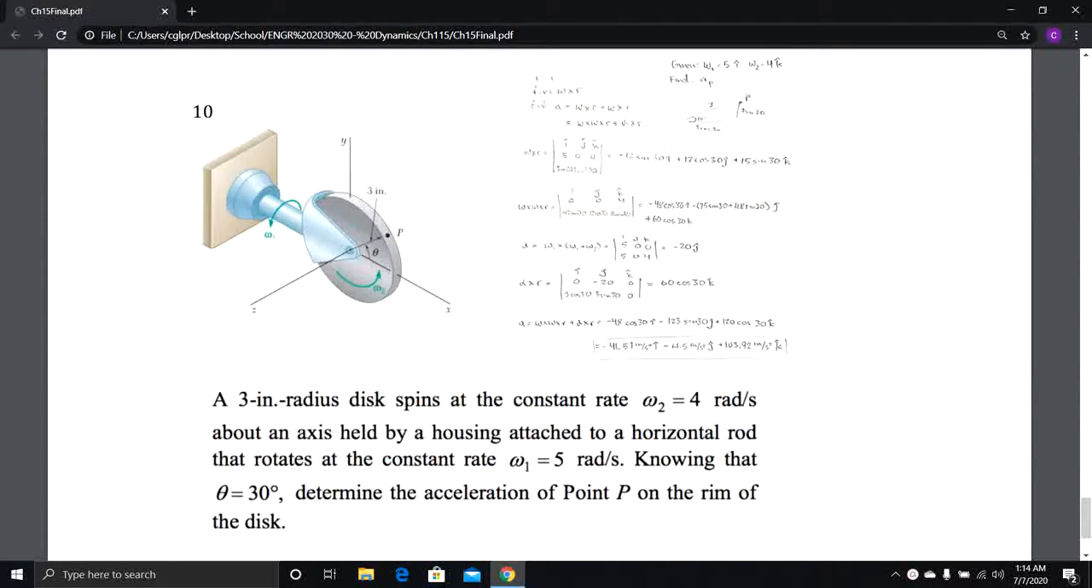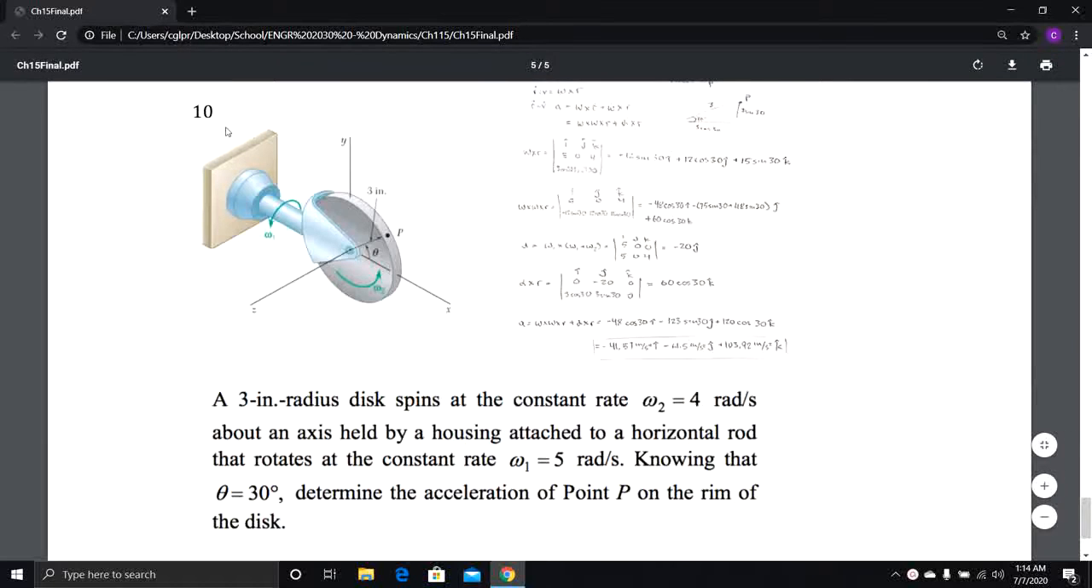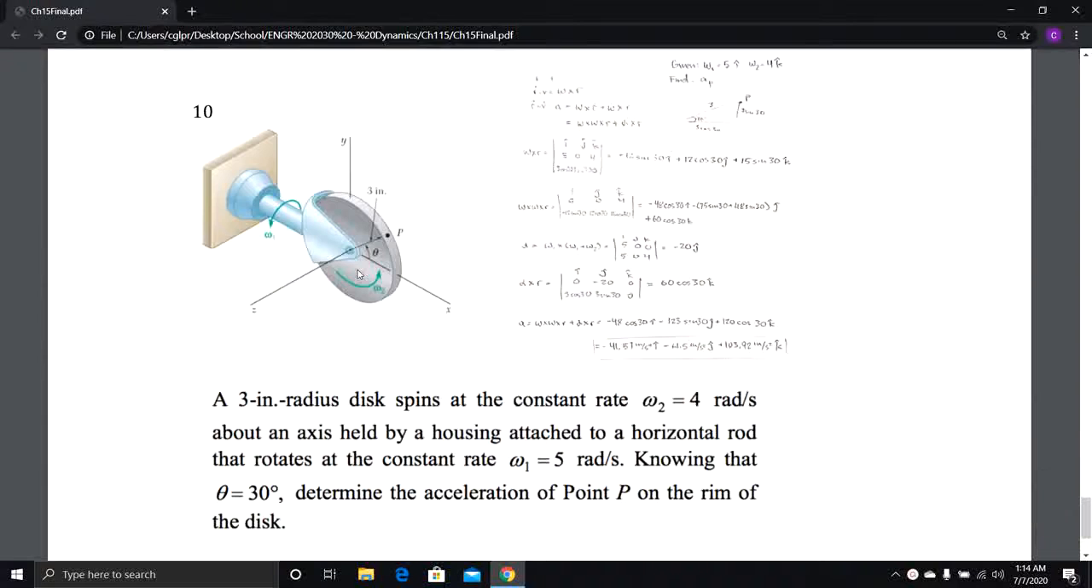We're doing this one backwards here, so I'm going to start at 10 and then we'll work our way up. For the first question, we have two rotating frames here, and I'm asked to find the acceleration of point P. Of course, I'm given the omegas and the theta here, as well as the radius.